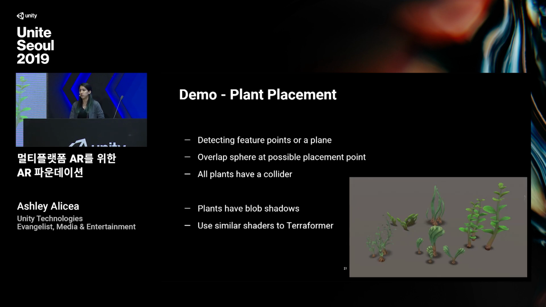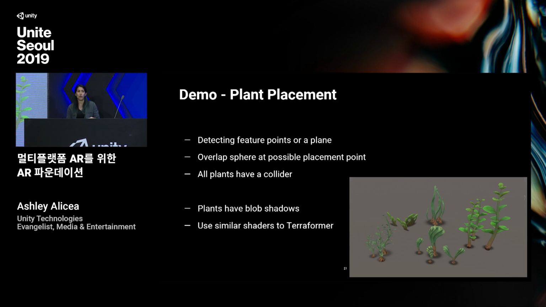In contrast, the plants handle their shadows differently. What we do is that we have little blob shadows underneath them. And really for these plants, that's more than enough to create that feeling of them being grounded in the scene. And it's super performant. It's just a little tiny blob texture that's applied to the bottom of the plant prefabs. And then you're all set with your shadows.